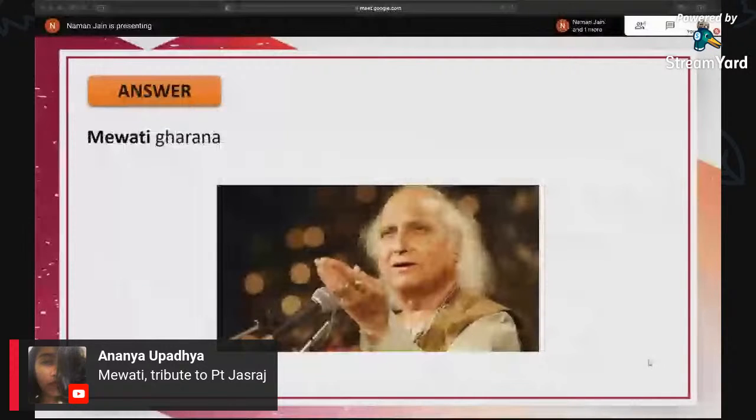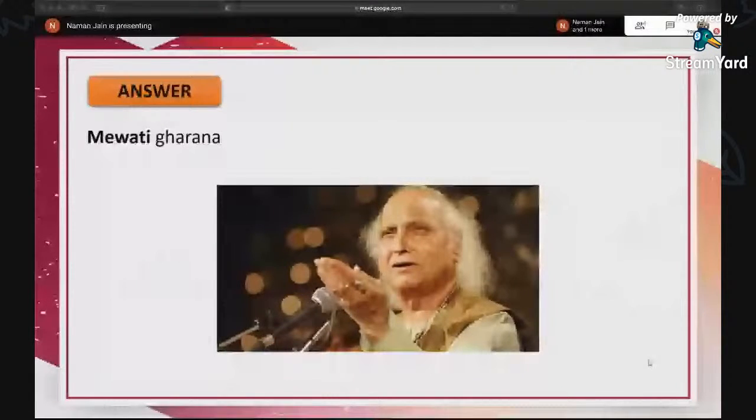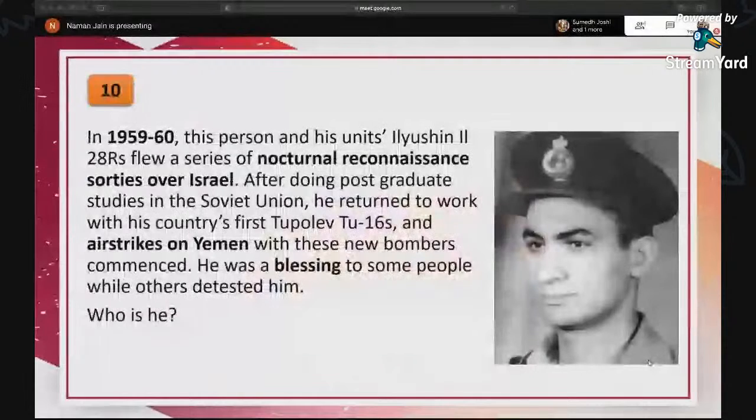So last question, who is this person? Yemen, Israel, blessing to some people. A very familiar face, famous leader, if I were to say so.